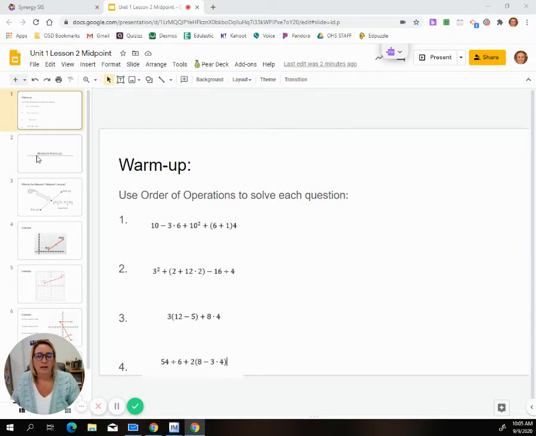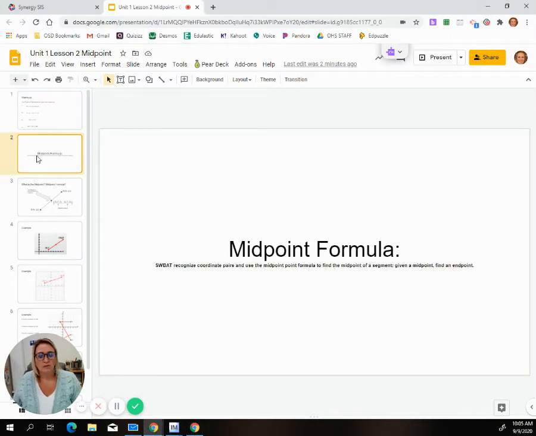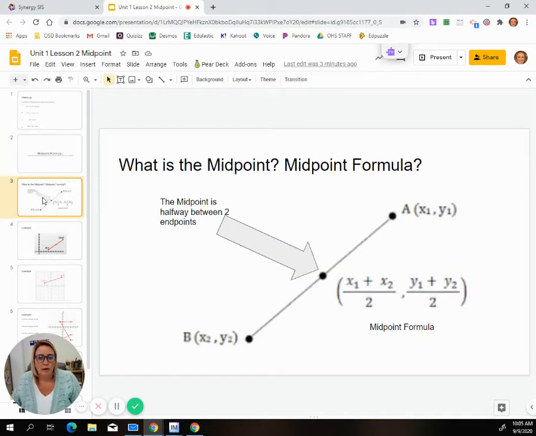Now that you've completed this warm-up, we are going to start talking about the midpoint formula, being able to recognize coordinate pairs and use the midpoint formula to find midpoints of segments or find endpoints. The midpoint is halfway between two endpoints.